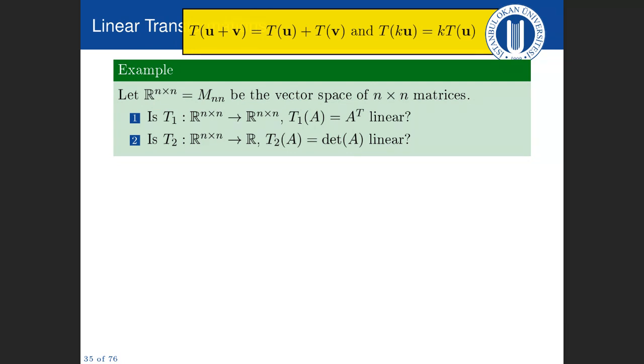And then question 2: T2 maps from R^(n by n) to the real numbers, and T2 of A is equal to the determinant of A. Is that a linear transformation?